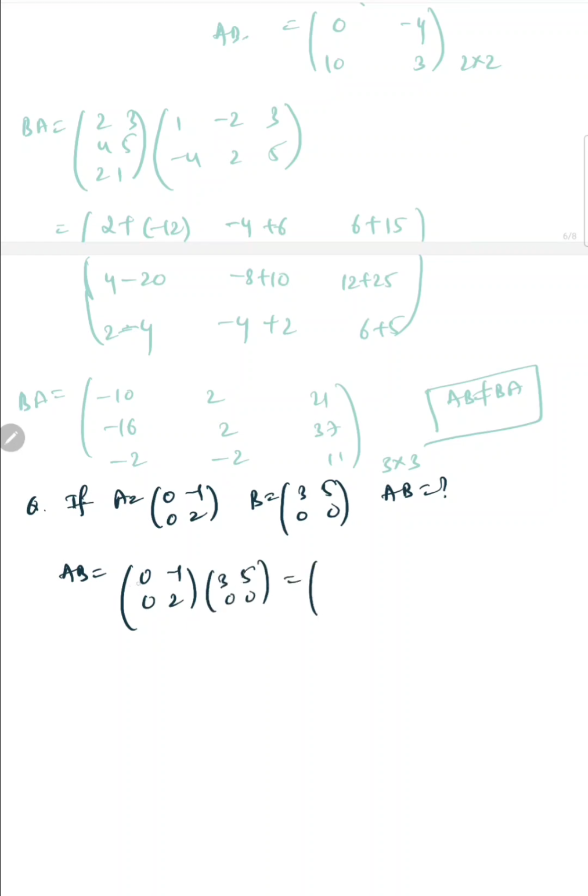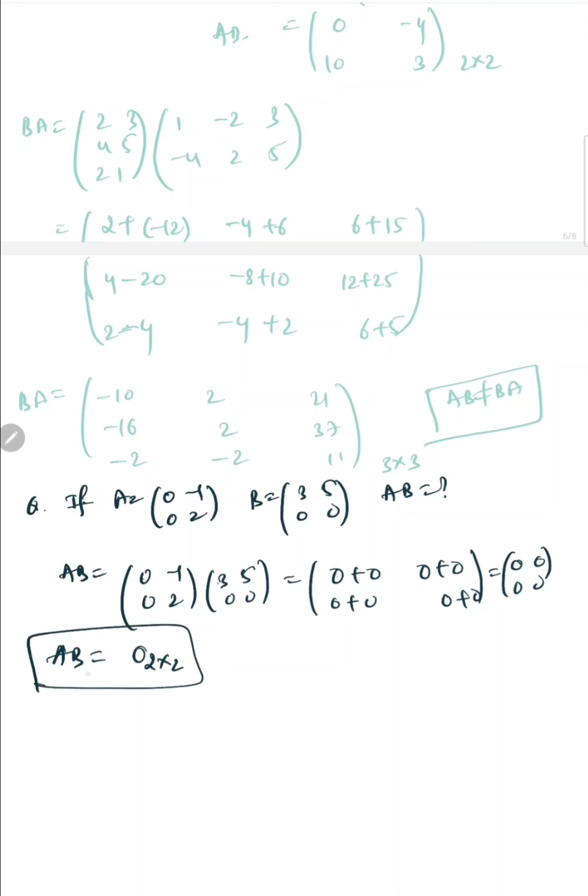This is equal to 0 into 3 is 0, minus 1 into 0 is 0, and 0 into 5 is 0, minus 1 into 0 is 0, 0 into 3 is 0, 2 into 0 is 0, 0 into 5 is 0, 2 into 0 is 0. This is equal to [0 0; 0 0]. So A into B is equal to the 0 matrix of order 2 by 2.